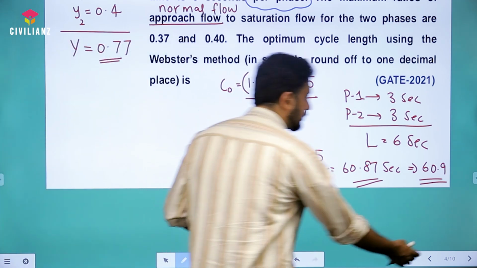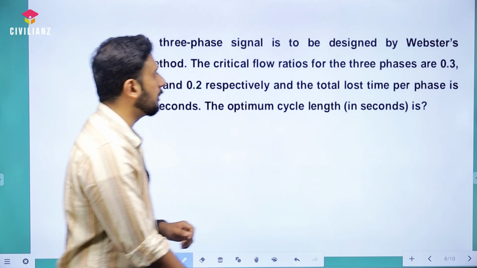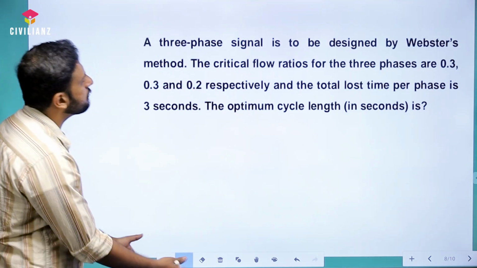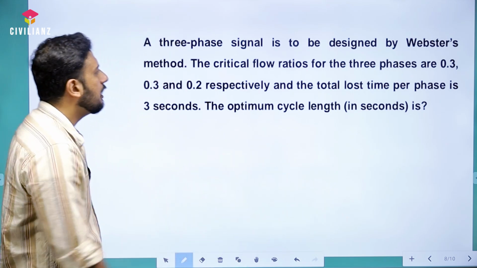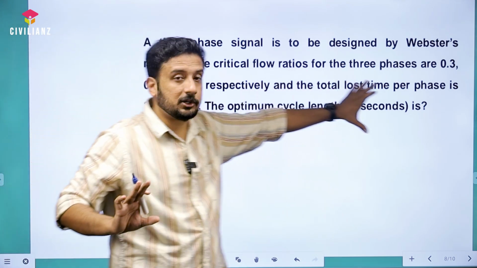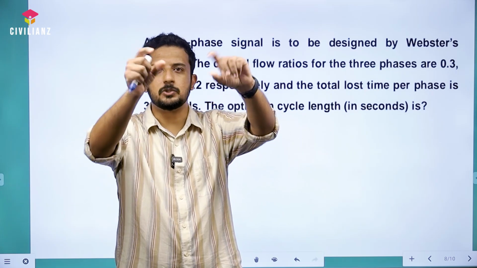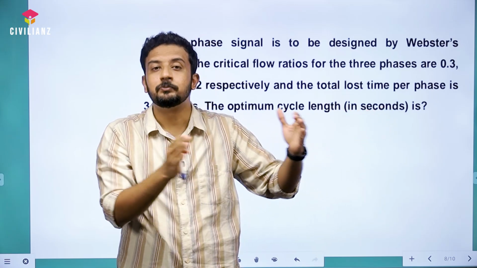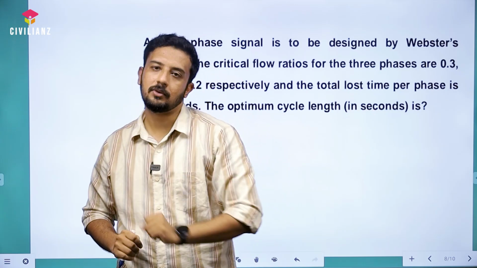Okay, shall we go to the next question then? We can discuss all the varieties of questions which are coming in this particular topic. Now look at here, simply another question. It's a 3-phase signal, which means phase 1, phase 2, phase 3. Before reading the question, please tell me how many small y's we will have, which means the normal flow to critical flow ratios. How many ratios will we have? For each phase, we can calculate small y values.